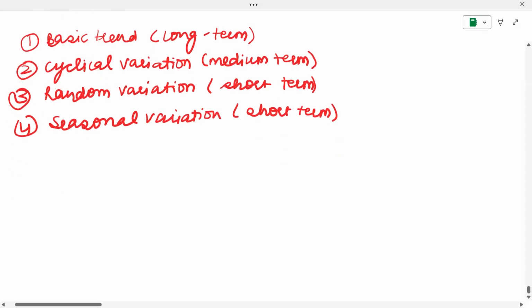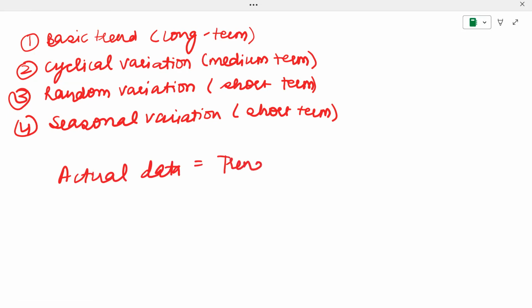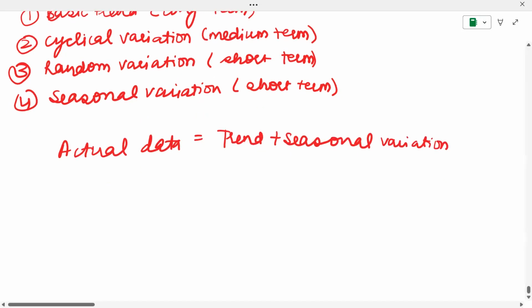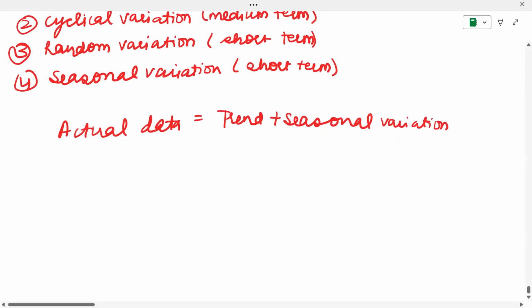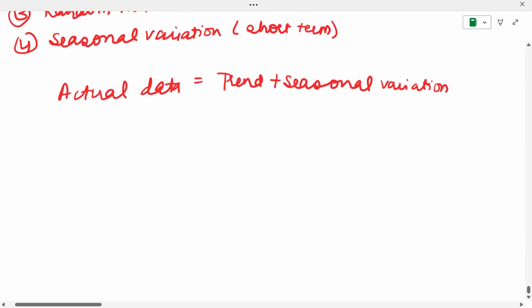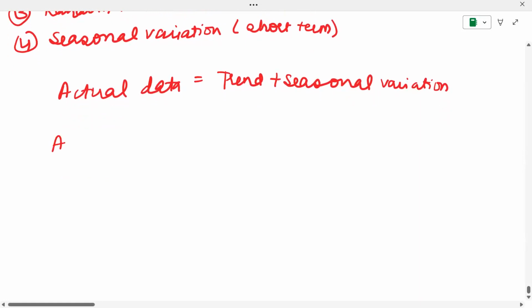Right. So if I have to find out what the value of my actual data is going to be, it's going to be nothing but the trend plus my seasonal variation. Similarly, I can transpose this formula and also say that seasonal variation will be equal to actual data minus the trend. Now let's also talk about the advantages and disadvantages of time series analysis.